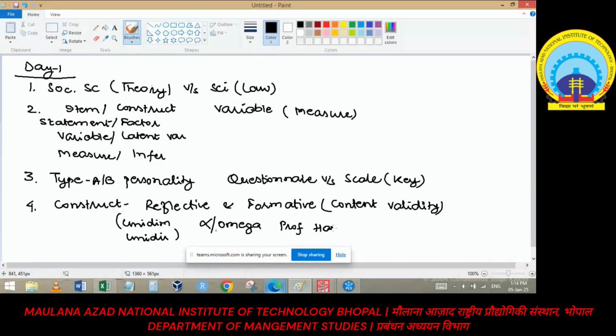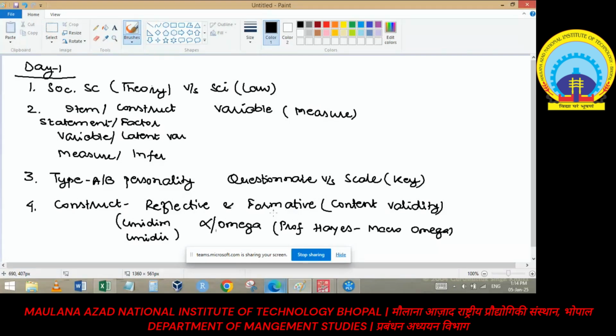Professor Hayes, who has given the PROCESS macro, has also given a macro for omega. You can attach it in SPSS and compute omega. Whenever you report alpha, also report the omega. Now, these are a couple of things which we discussed yesterday.